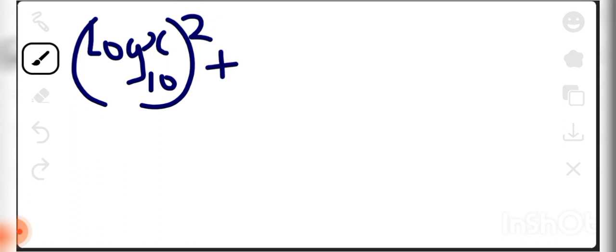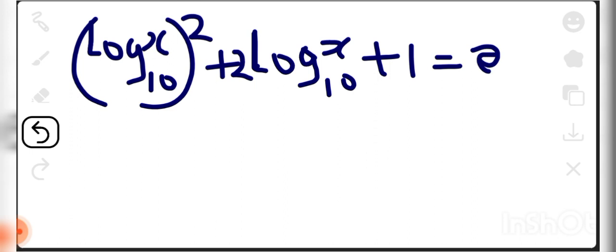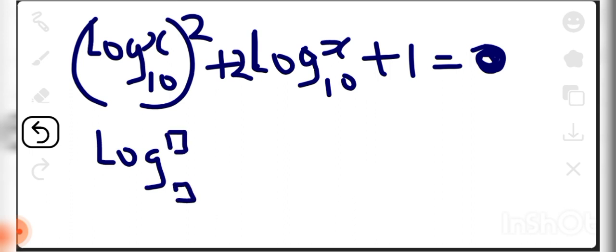Let me use this as an example, as a case study: log x to base 10, squared, plus 2 log x to base 10, plus 1 is equals to 0. So what you just do, although we already have a calculator method for indices, you just see almost the same thing. You look for the log that has a base here and a base here. That is the log you are going to use.